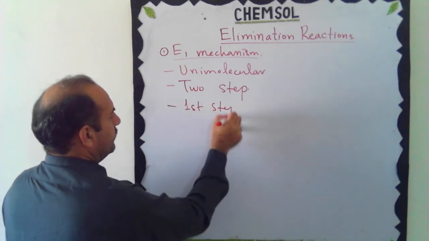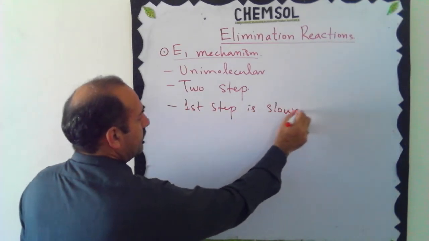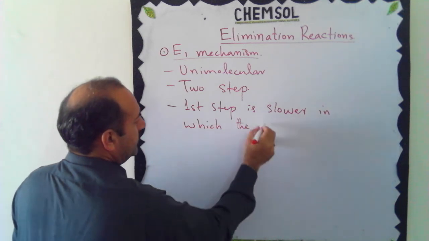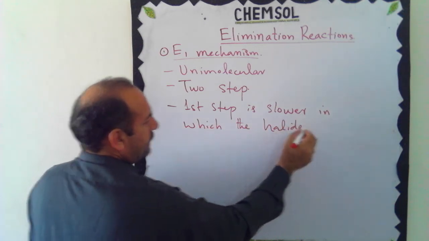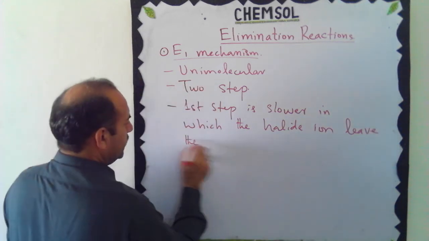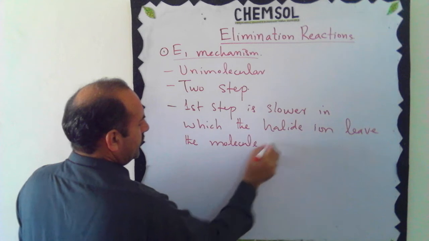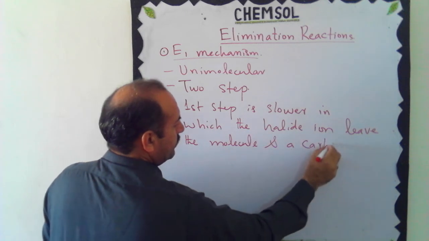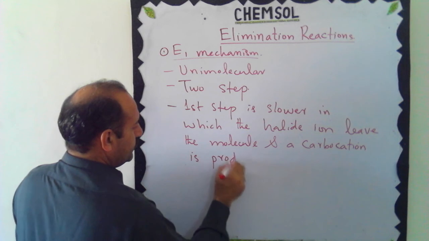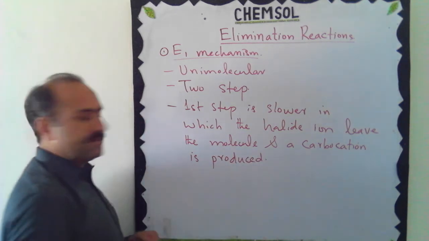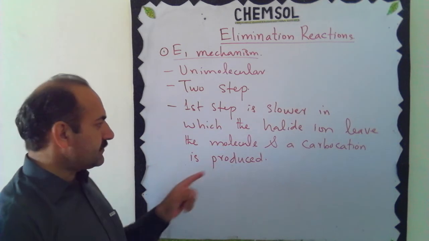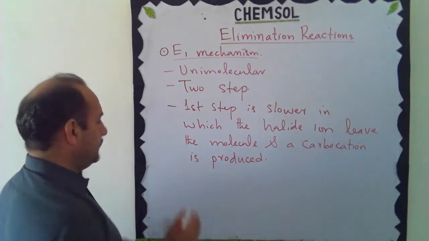The first step is slower, in which the halide ion leaves the molecule and a carbocation is produced. In this kind of mechanism, the halide ion leaves the molecule and a carbocation is generated.